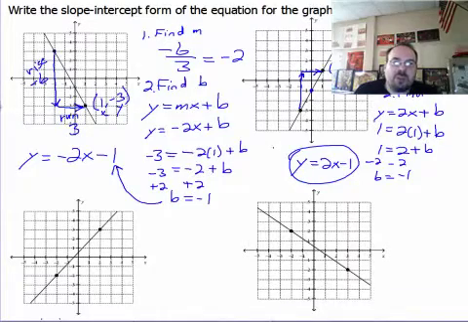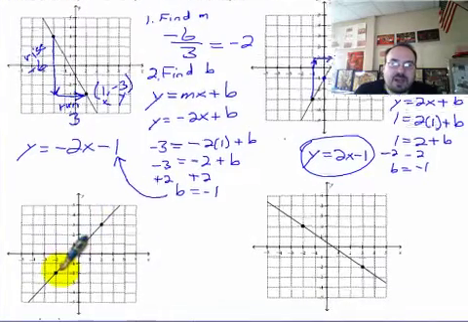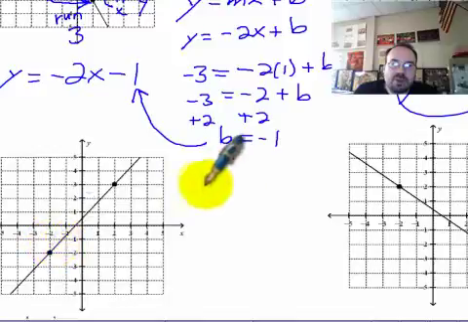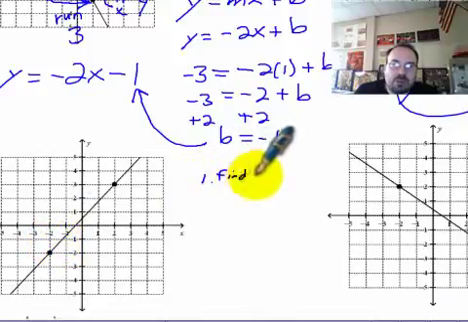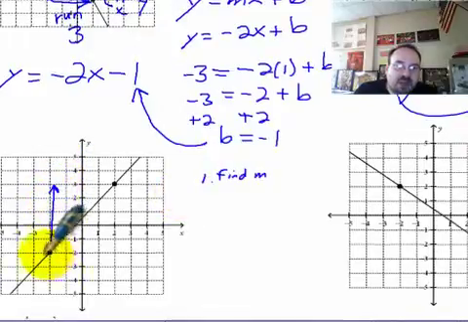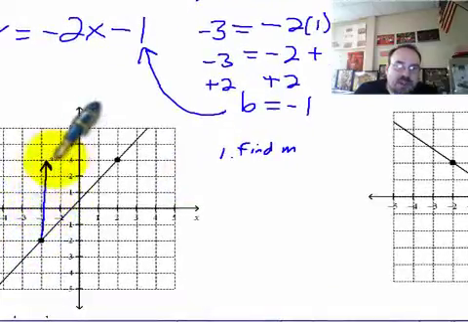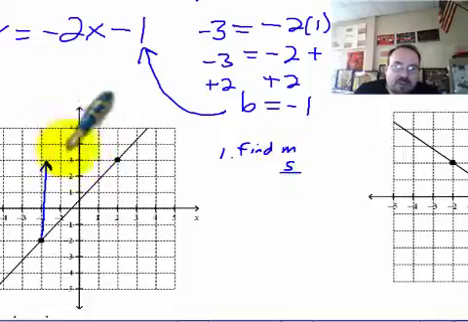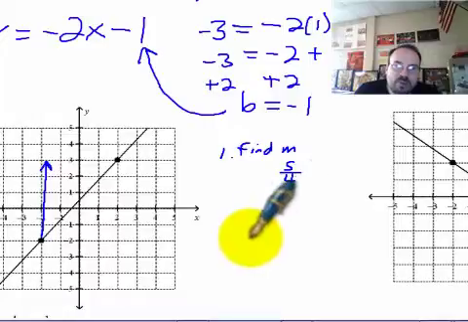Okay, so let's do a couple more graphing problems. I am going to find my slope. The slope is the rise over the run, so find your slope. So my rise here, it looks like I'm going up 1, 2, 3, 4, 5. And my run is 1, 2, 3, 4, so 5/4.